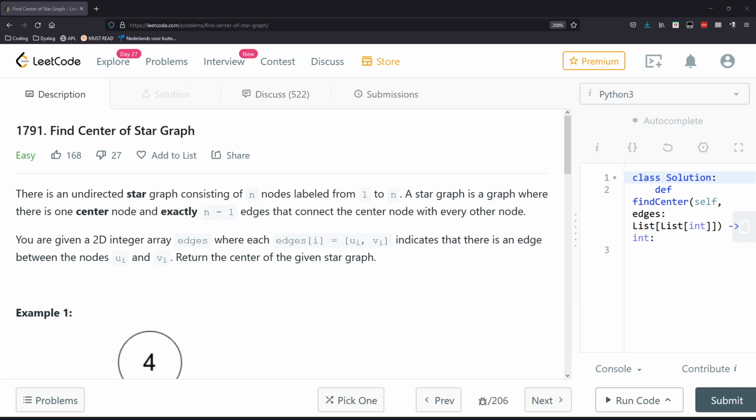Hello everyone and welcome. My name is Rodrigo and today we will be solving another LeetCode problem in APL. Today we will tackle problem 1791, find center of star graph.